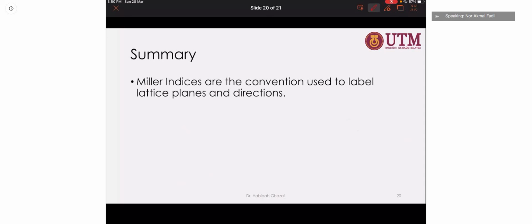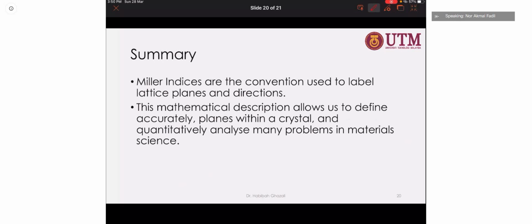Okay, Miller indexes are the convention used to label lattice planes and directions. This mathematical description allows us to accurately define a plane within a crystal and quantitatively analyze many problems in materials science.